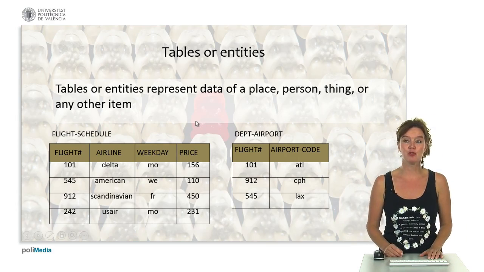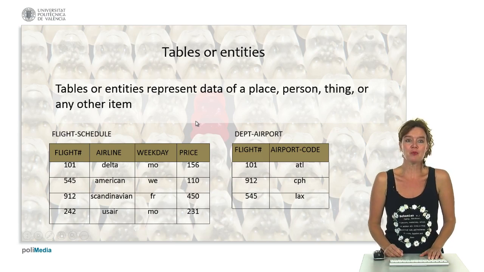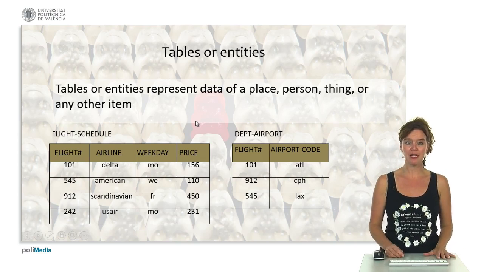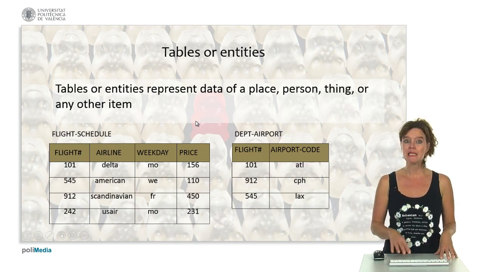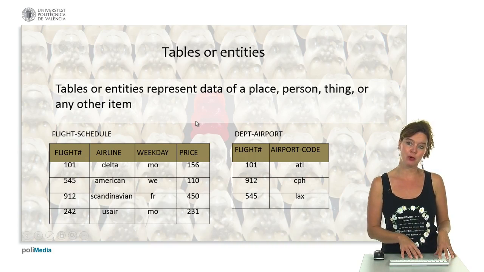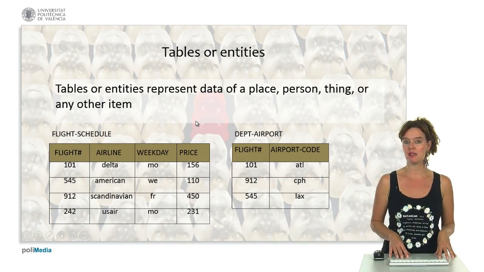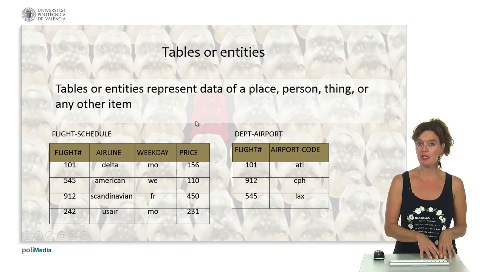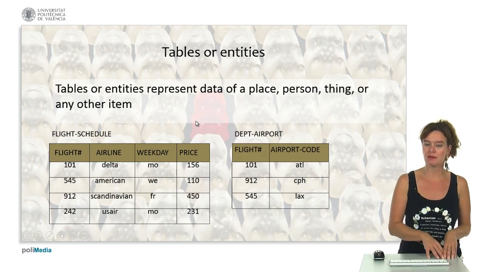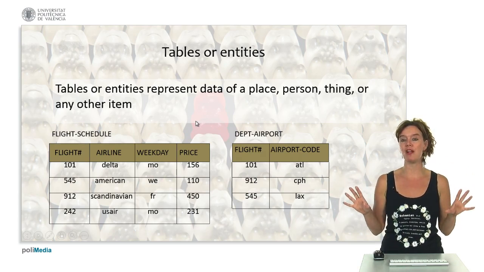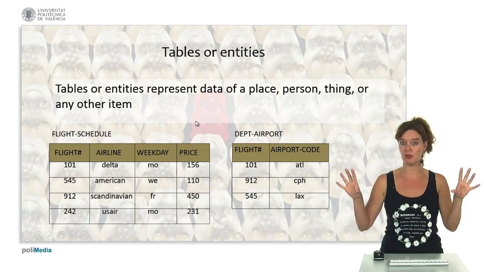Here on the slide we see two examples of tables or entities. The first one is flight schedule. And a flight schedule is, for example, something that consists of a flight number, the airline that is operating the flight, the weekday that it normally flies, and a price. And a departure at a specific airport consists of this flight number and an airport code. So these are two entities that we have reflected in two tables.